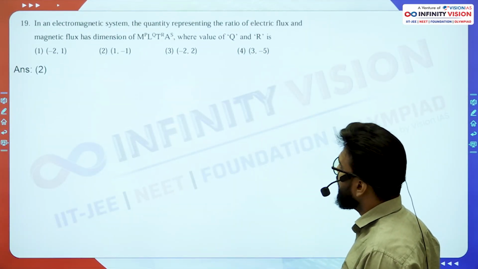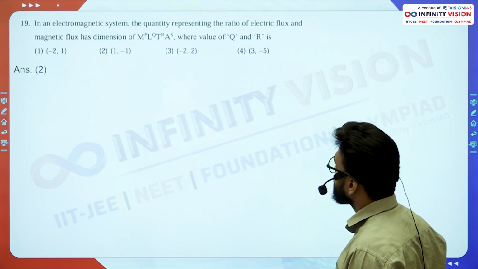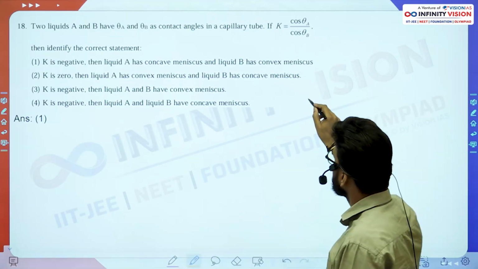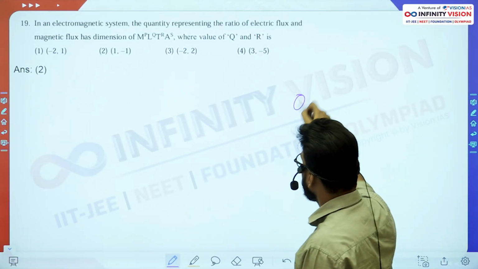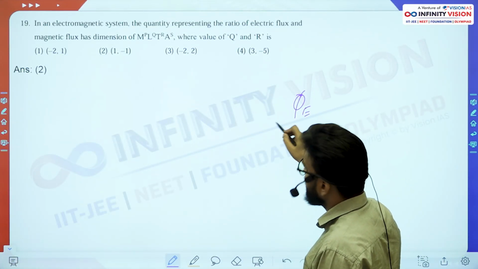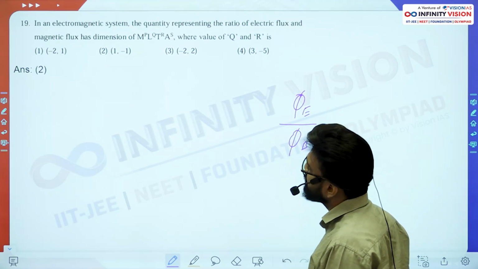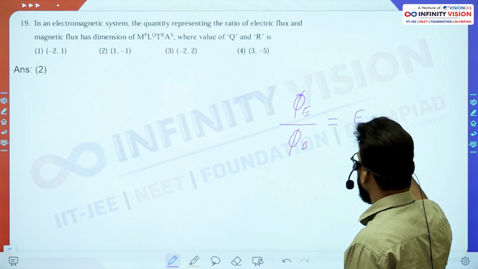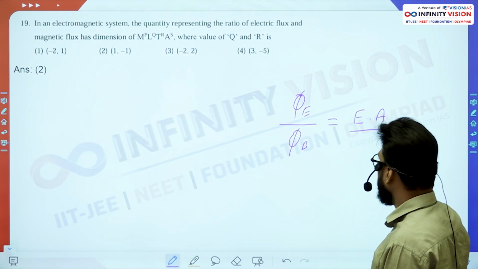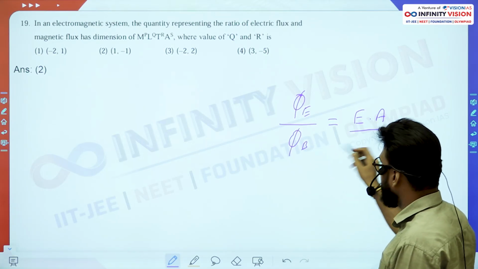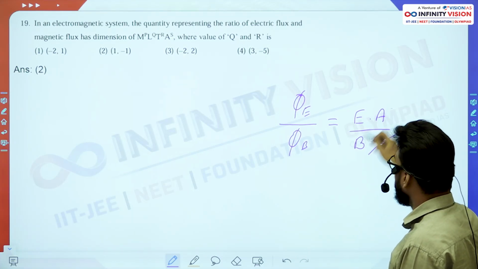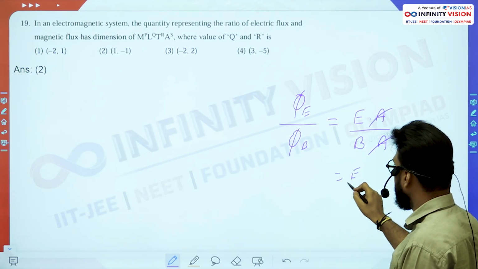Next, in an electromagnetic system, the quantity represented by the ratio of electric flux and magnetic flux has this dimension. So what is the value of Q and R? Electric flux is given by E dot A, the dot product of electric field and area vector. Again, magnetic flux would be B dot A, where B is the magnetic field. Okay, A will cancel out. It should have the dimension of E by B.